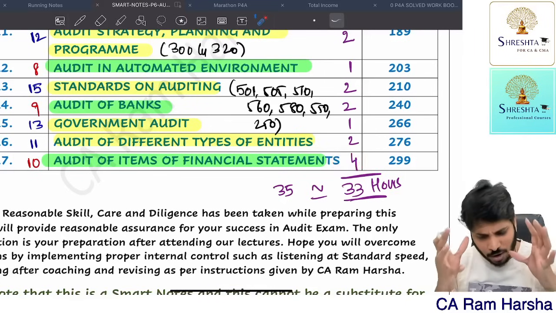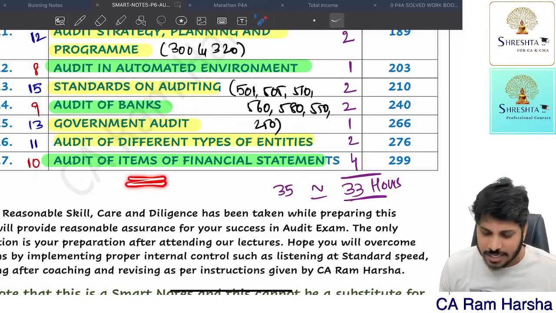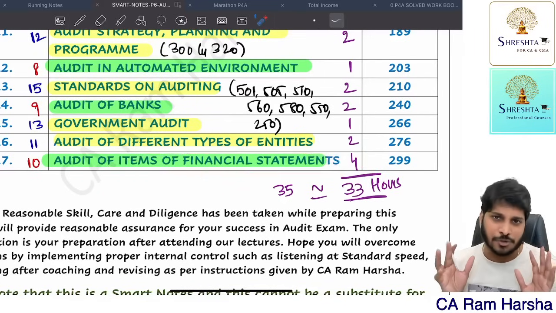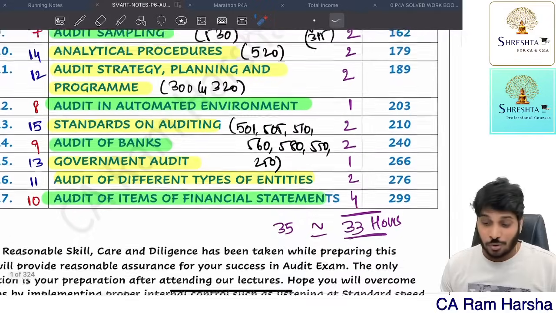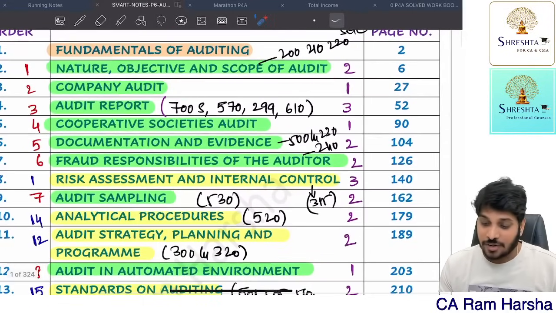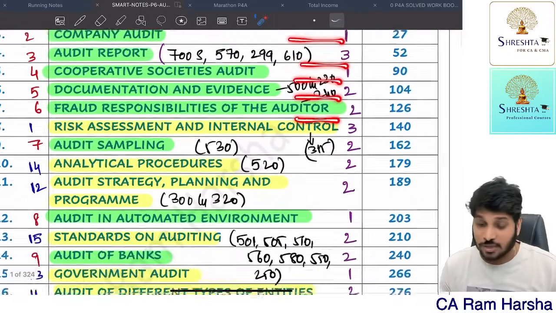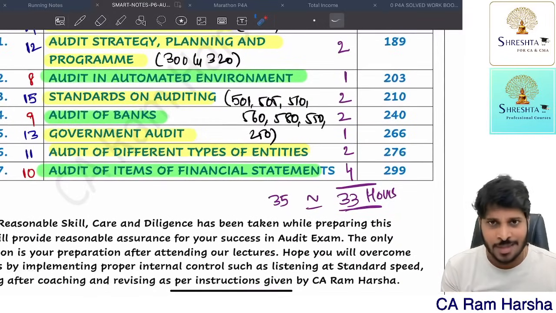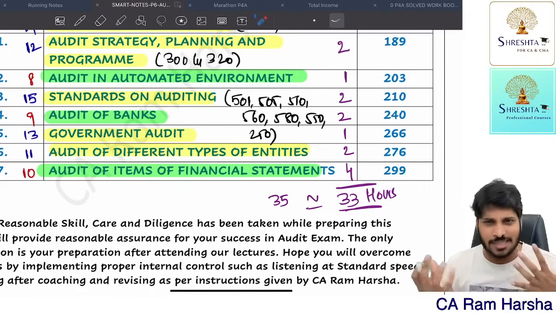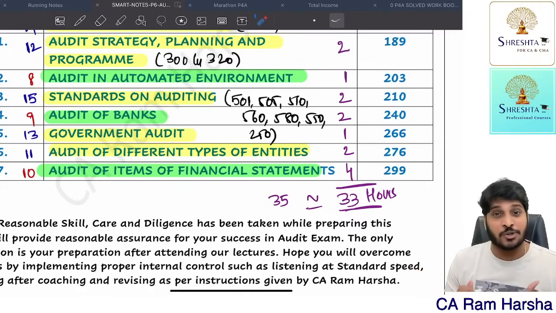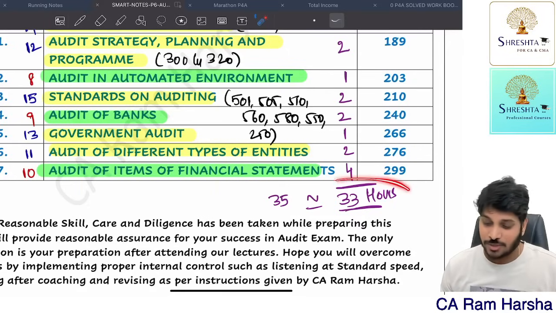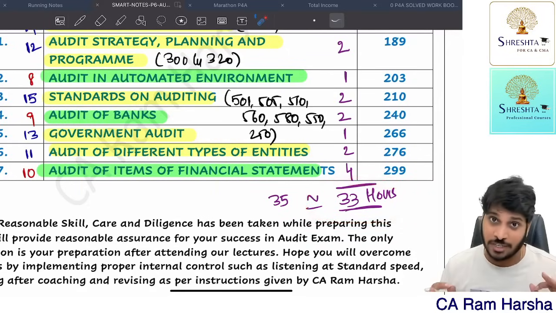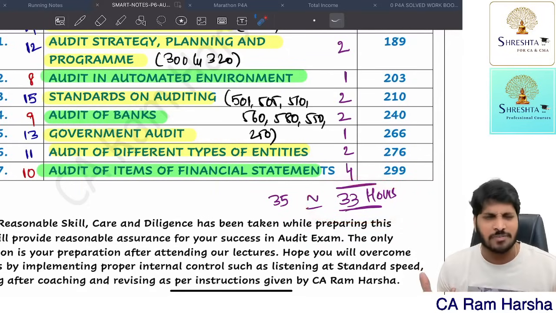Moreover, among all these chapters, items of financial statements is the biggest and lengthiest chapter. So that's why it has 4. Like this, I have allocated for each chapter the time that it takes on average to revise productively and completely. If we had 1.5 days, the case would have been different. But you have a solid 2.5 days gap, which is a very good opportunity now. So 33 hours it takes, and we also have 30 to 35 hours in hand.